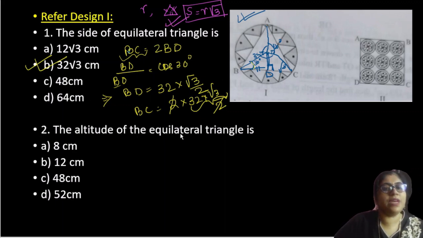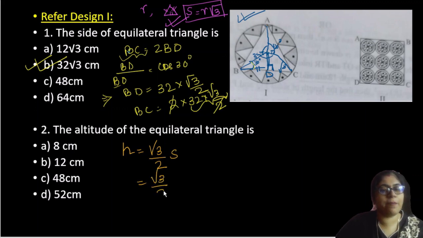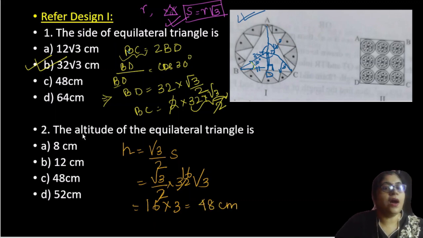The altitude of the equilateral triangle is... हमें साइड पता चल गया इक्विलेटरल ट्रायंगल का, फिर ऑल्टीट्यूड का ऑलरेडी हमारे पास फॉर्मूला है. So altitude equals √3 by 2 s. So s, what is s here? √3 by 2 into 32√3. So here it is 16 into √3 into √3. That is 16 into 3, 48 centimeter. So the altitude of the equilateral triangle is 48 centimeter. Option C is the right answer here.